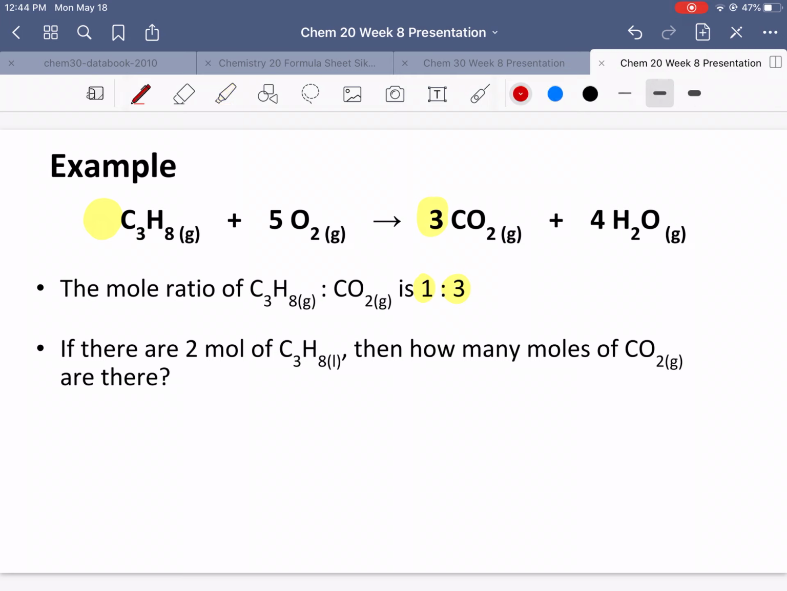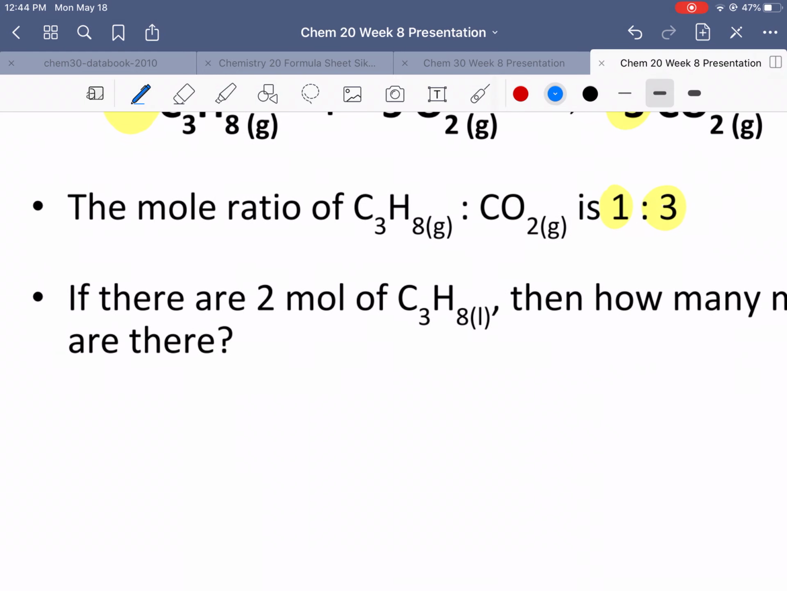Now, what if I don't react 1 mole of propane, but I react 2? Well, ultimately, guys, that just means that whatever amount you have of the propane, we're just going to have to times it by 3, right? That's what it ultimately comes down to. That's what a 1-to-3 ratio means. Now, we're going to write it in a little bit more detail because sometimes it's not that easy.